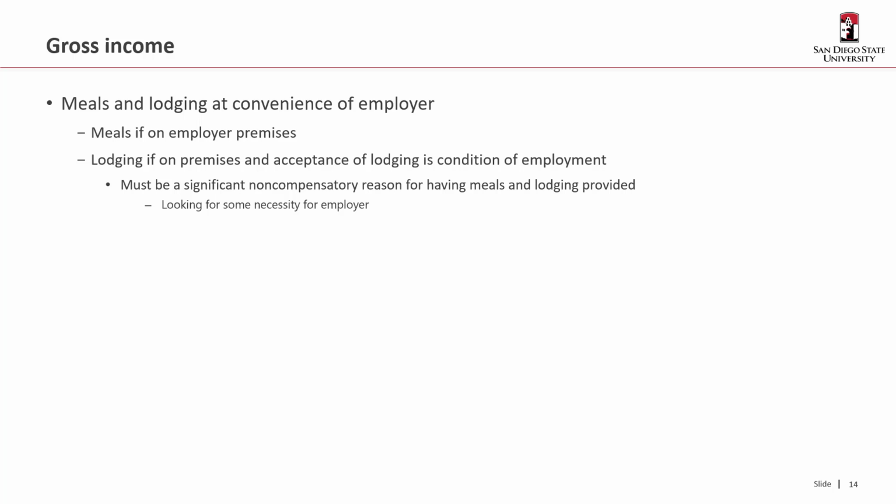Meals, kind of the same thing. I usually think of the oil drilling platform out in the middle of the Gulf of Mexico. Clearly, it is for the convenience of the employer to have those employees who are working on the rig have their meals on the rig. It's unreasonable to think they would get on the helicopter and fly back to the mainland, get lunch, then get back on the helicopter and fly back out to the rig. There just needs to be a significant non-compensatory reason for having these meals and lodging provided, and these examples I just walked through certainly, I think, provide examples of how that necessity would be good business and necessary for the employer to have it that way.